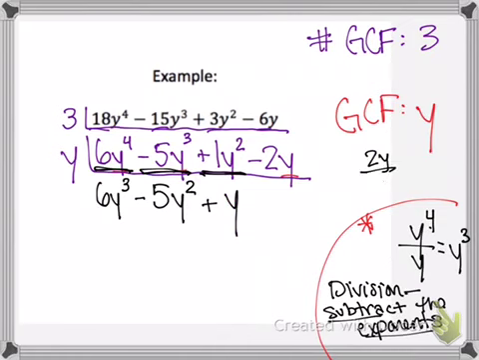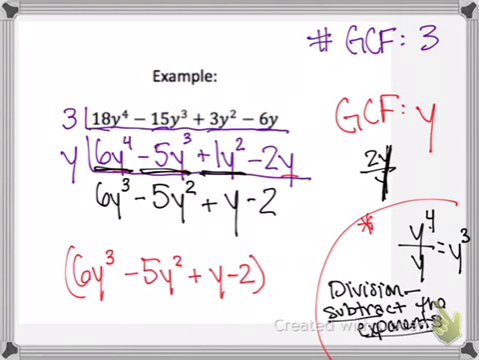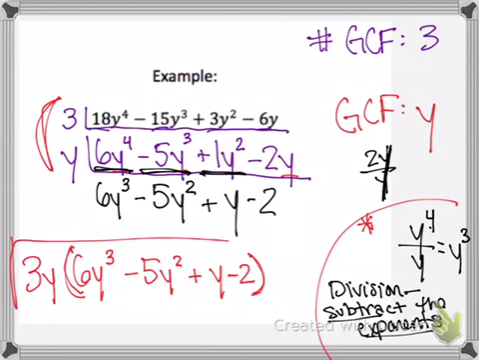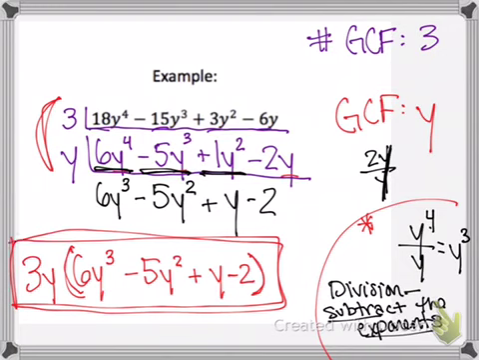And 2y divided by y, my y's are actually going to cancel out, so all I have left is 2, minus 2. And my final answer is going to be written something like this. I have my simplified form written in some parentheses, and my greatest common factor that I factored out is going to be written outside my parentheses. And this is my final answer.